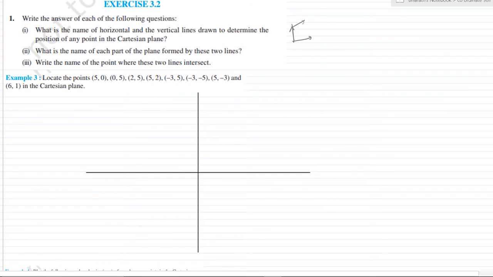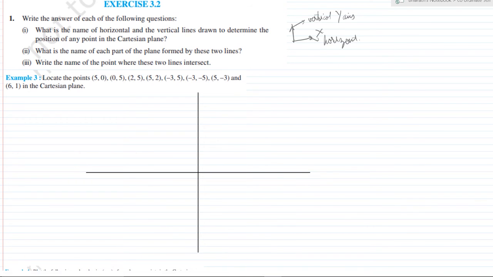See, this is our vertical, and this is our horizontal one. So what is the horizontal? X-axis, right? So x-axis is the name of the horizontal line drawn to determine the position of any point on the Cartesian plane, and the vertical line is the y-axis. So y-axis is the name of the vertical line drawn to determine the position of any point in the Cartesian plane.